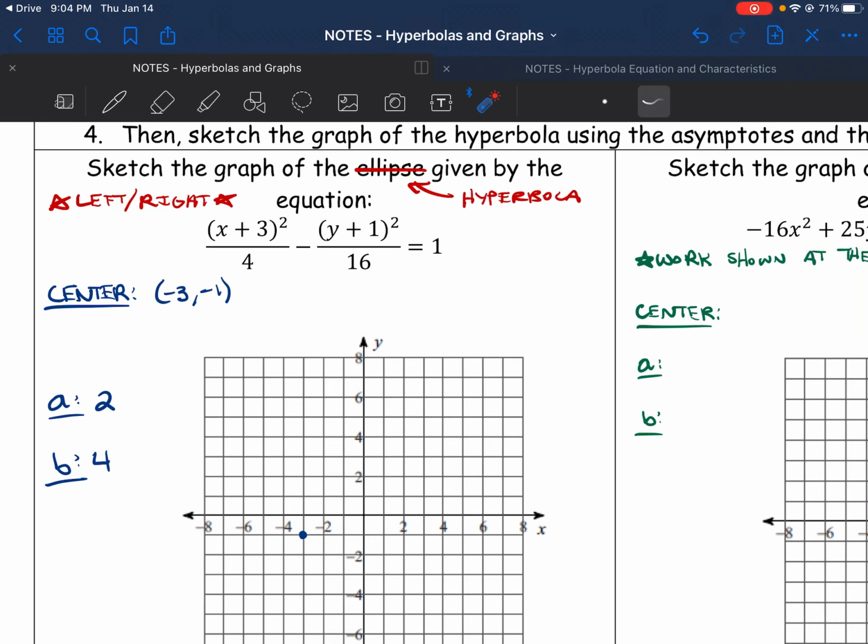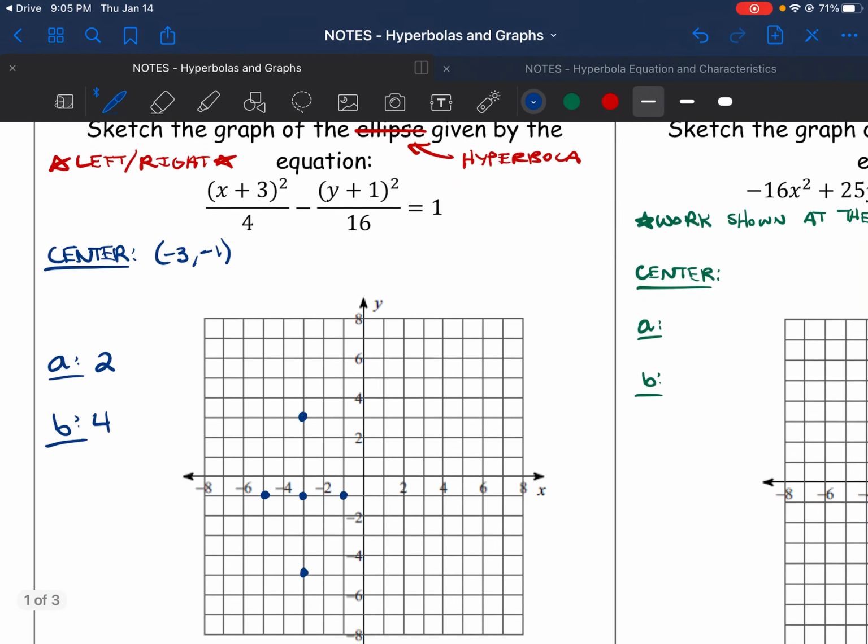Now, since this is a hyperbola that opens left and right, we're going to be applying the a term left and right of the center. So left 2 and right 2, that's going to give us our vertices. The b term is going to help us plot the conjugate axis. So we're going to go 4 up and 4 down from the b term, right there. And now this is going to allow us to draw the central rectangle.